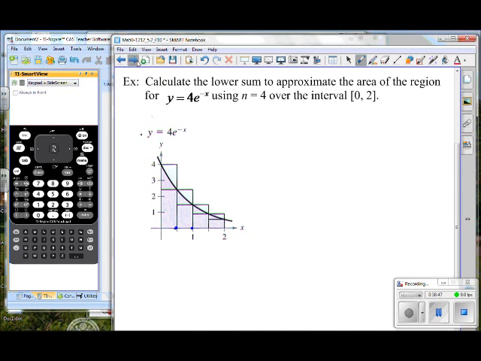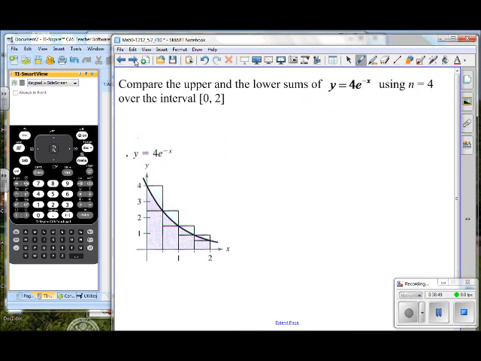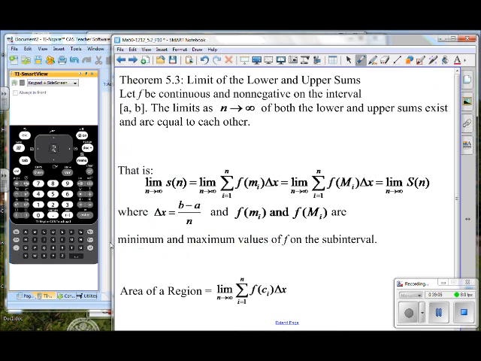Okay, moving forward in our notes, compare where we found that the overestimation, of course, is greater than those underestimations. What would make it better if we have a larger number of rectangles? Of course, going to infinity would be the ideal, which is where we go to then. Our theorem 5.3 basically is saying just that.